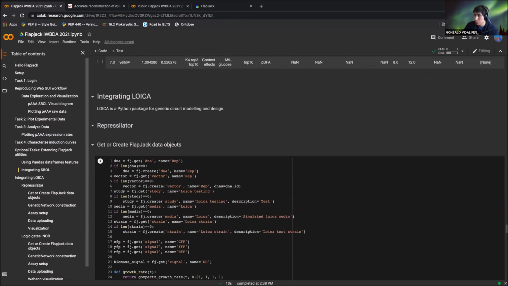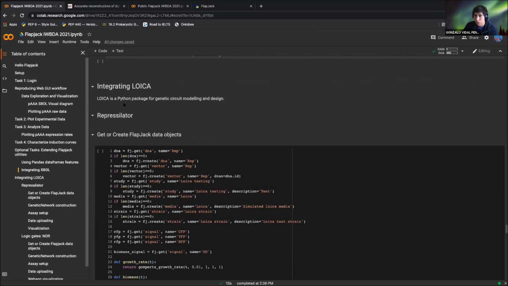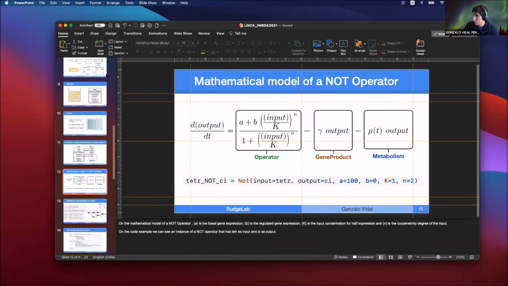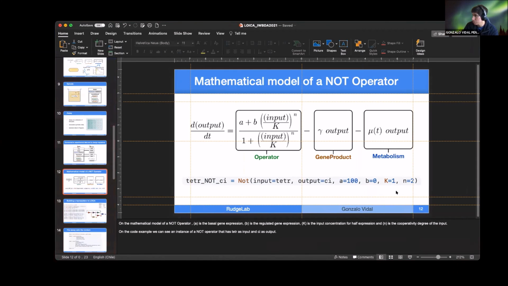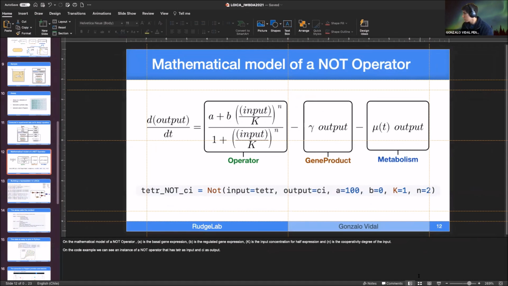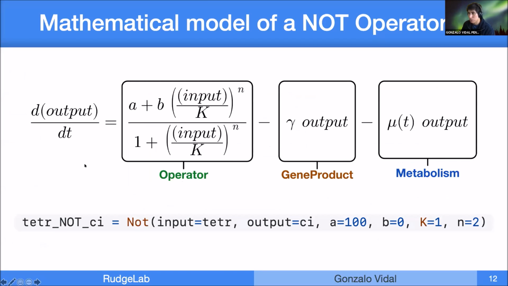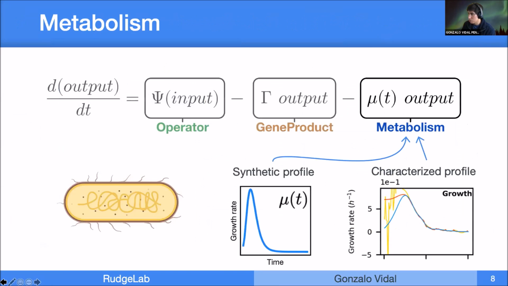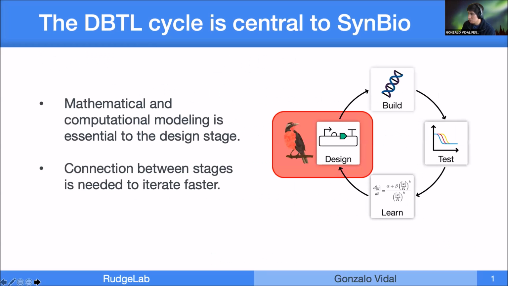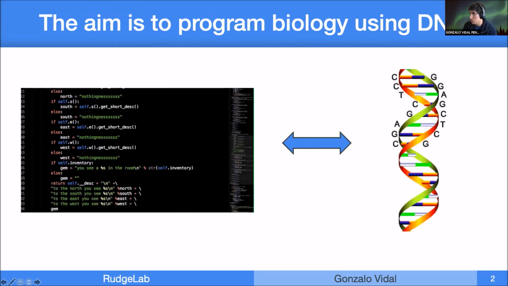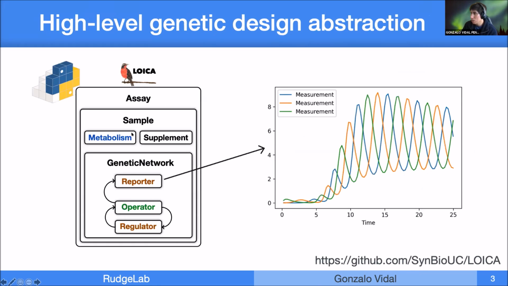Also, we can integrate Loica, which is a Python package for genetic circuit modeling and design. If you didn't see the presentation, I will make a brief overview. So Loica is a Python package that connects really well to Flapjack. So let me go to the first slide. So this is it. This is Loica. We aim to complete the DBTL cycle and help synthetic biologists to do more productive work using software tools in general. So our aim is to program biology using DNA. And this is basically Loica.